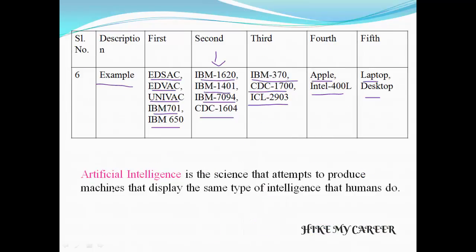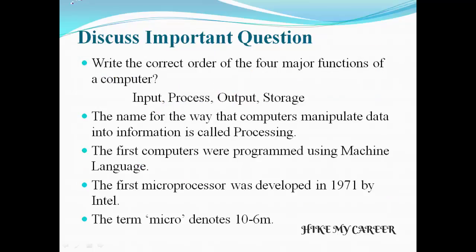Next, what is artificial intelligence? Artificial intelligence is a science that attempts to produce machines that display the same type of intelligence that humans do. Next, we will discuss the important questions.